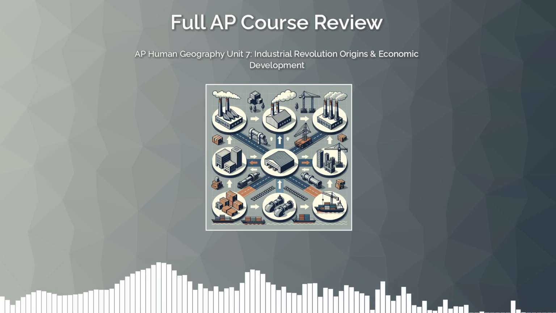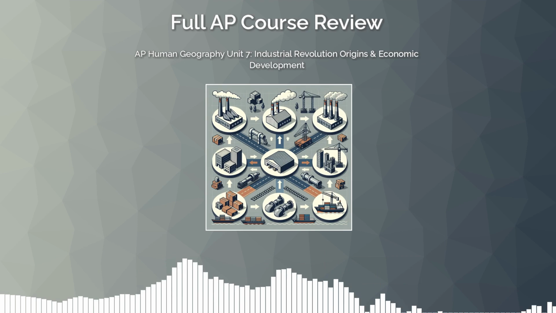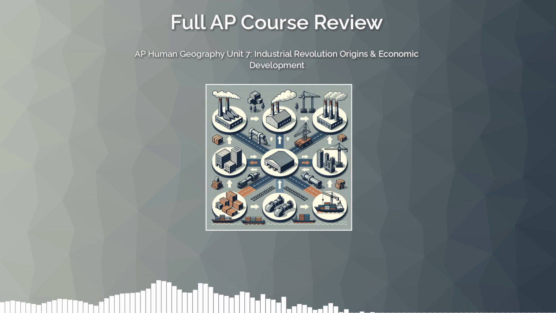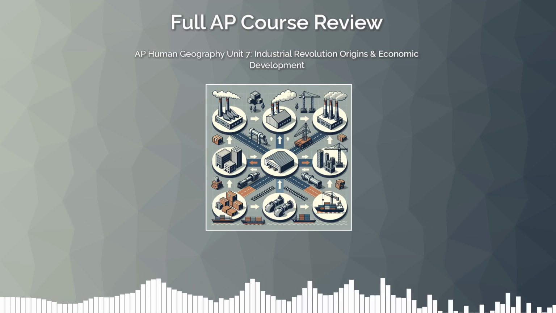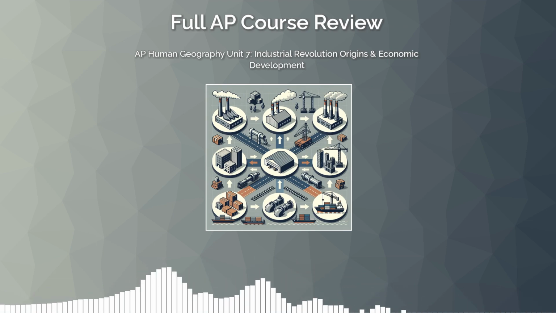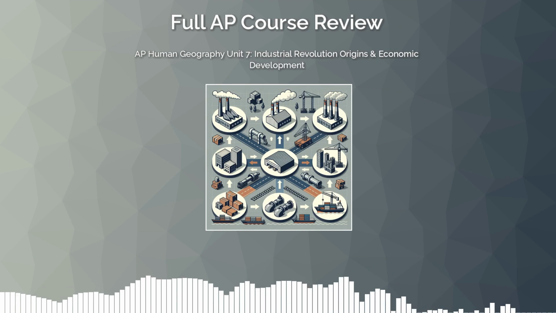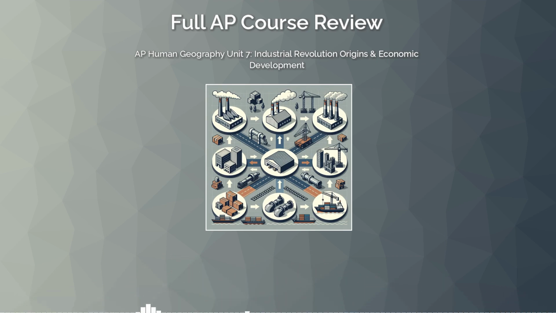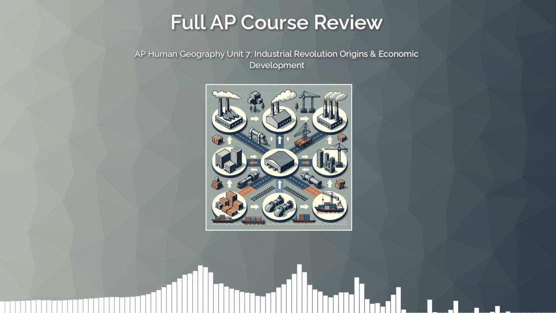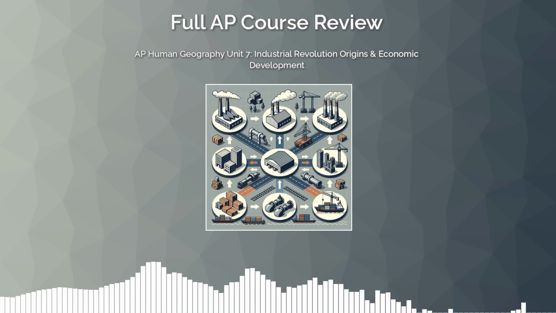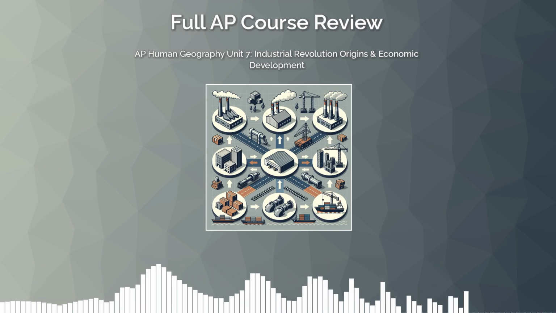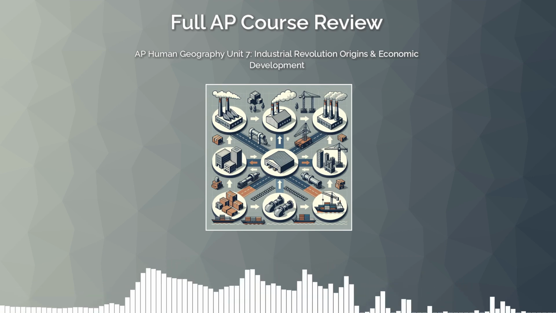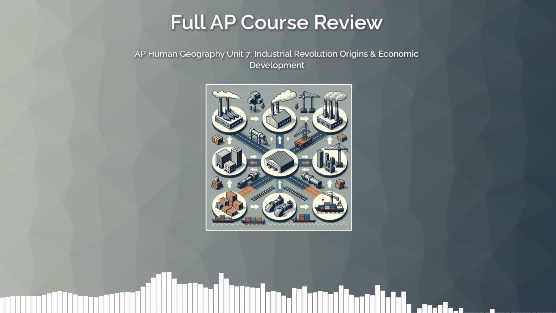HDI is a composite index, meaning it combines multiple indicators into a single score, and it measures development along three dimensions: health, measured by life expectancy at birth; education, measured by mean years of schooling for adults and expected years of schooling for children; and standard of living, measured by GNI per capita, adjusted for purchasing power. Each dimension is scored and then combined into a final HDI score ranging from 0 to 1, with values closer to 1 representing higher human development.